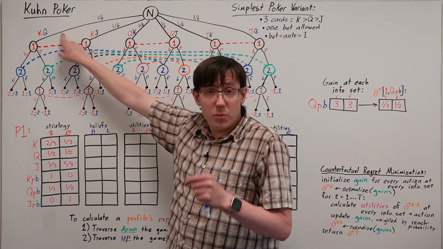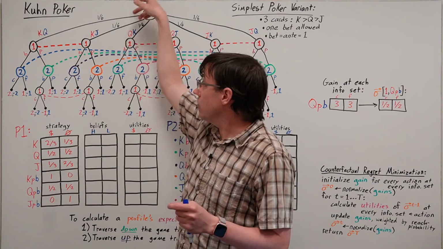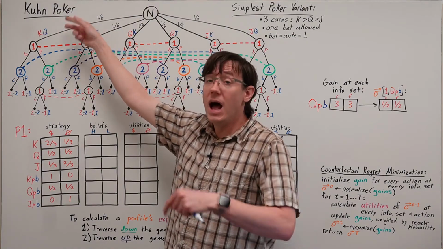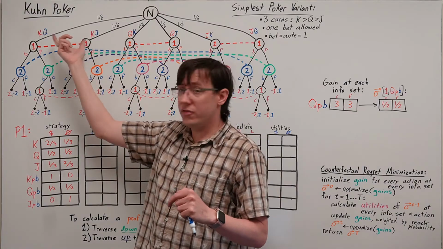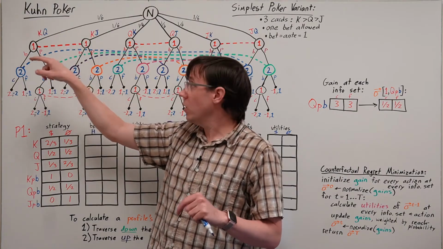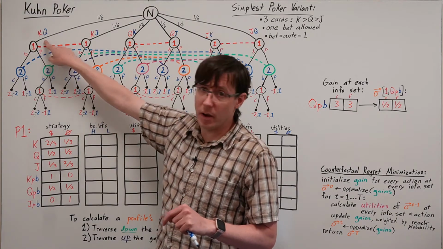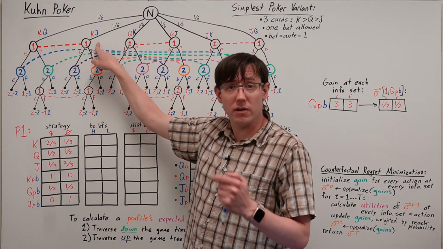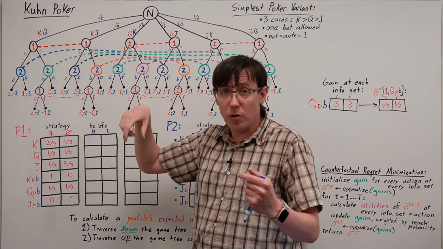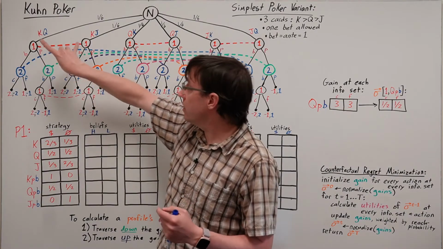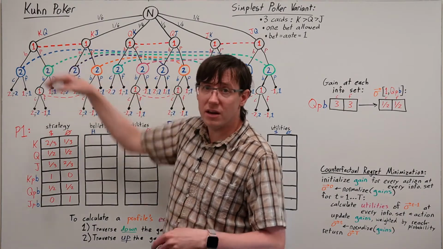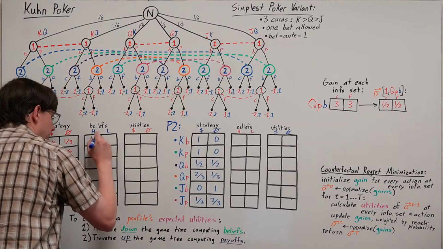The only randomness that has happened so far is the move by nature, and that puts equal probability on each of the possible deals. So, with a 1/6 chance of ending up here and a 1/6 chance of ending up here, the conditional probability of being in this node, given that we're at this information set, is a half.